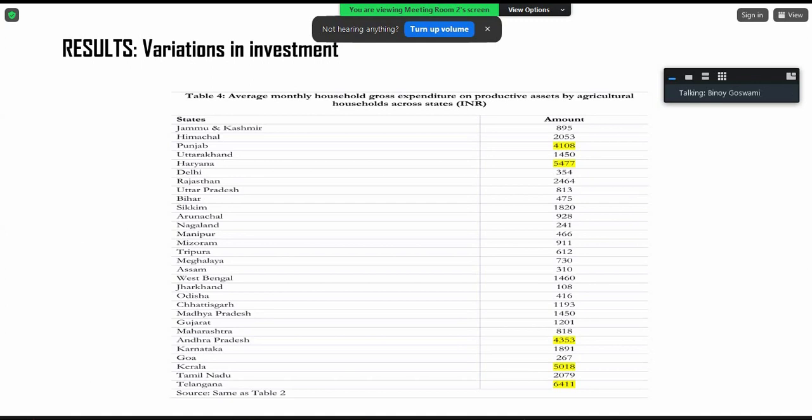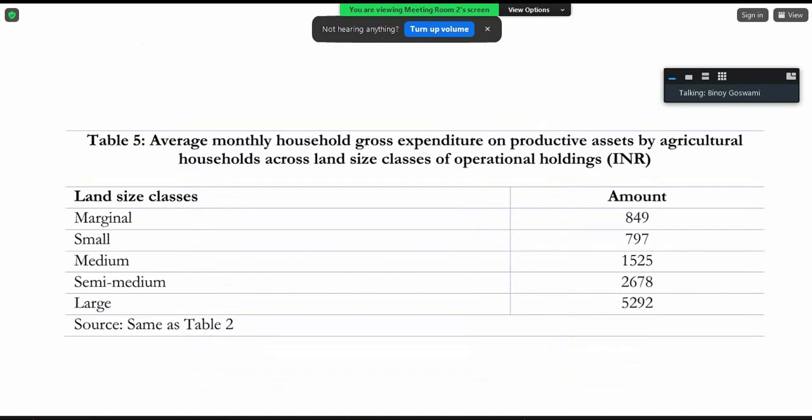Oh, okay. All right. So there is a huge variation in the investment. Next slide. The next slide is in terms of size classes. As you can see, as the size class increases, investment also increases, but there is a huge difference. Next slide.